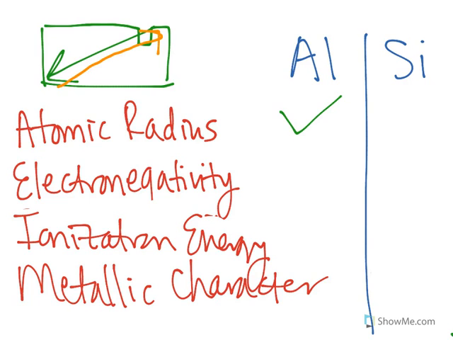Similarly, in this case, silicon has the slightly greater electronegativity because of its greater effective nuclear charge, so it pulls on its electrons more, and is thus more likely to hold them tighter within a molecule. And similarly, ionization energy is also greater for silicon because it pulls on its electrons more. It'll take more energy in order to remove one. And thus, similarly, due to the nature of the trends, aluminum will have the greater metallic character because it's a metal.